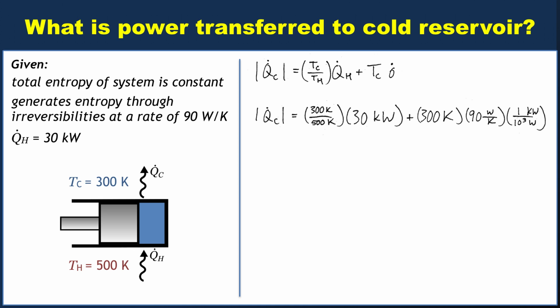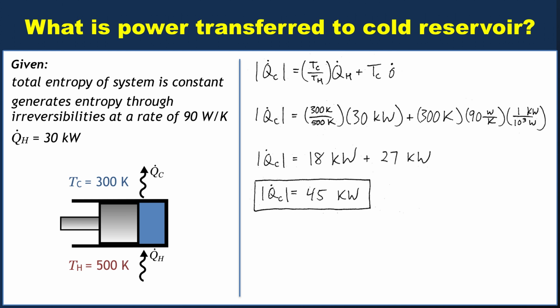Likewise, Q dot H we were given is 30 kilowatts, and as I said before, that has to be a positive number. 300 Kelvin for Tc, and then sigma dot is 90 watts per Kelvin. I'm going to convert that into kilowatts per Kelvin just so that we can have kilowatts in both cases. All right, so we do that. Q dot C is going to be the sum of 18 kilowatts, which is the leftmost term on the right-hand side, and 27 kilowatts, which is the rightmost term. Sum both of those, and that tells us that the magnitude of Q dot C is 45 kilowatts.